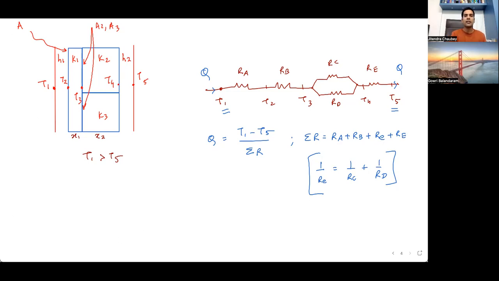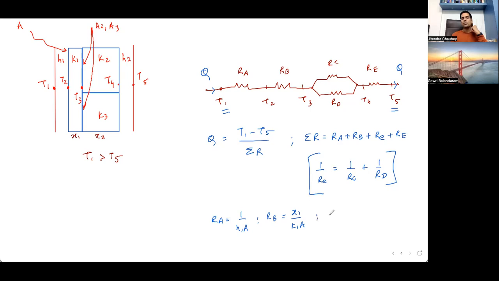Now we will write the other formulas. First of all, what is RA? RA is convection, so it will be 1 upon h1 A. Then RB will be L over KA, so it will be X1 over K1 A.